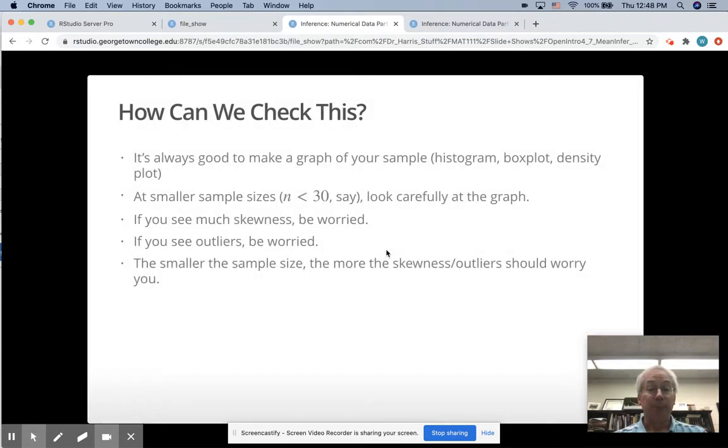As we talked about at the beginning of the course, we generally want to make a graph of our sample. That's all we're going to have to go on. We're going to have to use the sample as a proxy for the population. So we can do a density plot, a histogram, something from our sample to see whether or not it's bell-shaped. If the sample is, say, less than 30, we really need to look carefully for skewness and outliers. We need to be able to make a case that the population could reasonably be assumed to be bell-shaped in nature. The smaller the sample size, the more that skew or outliers should make us concerned about whether this is the right course of action.